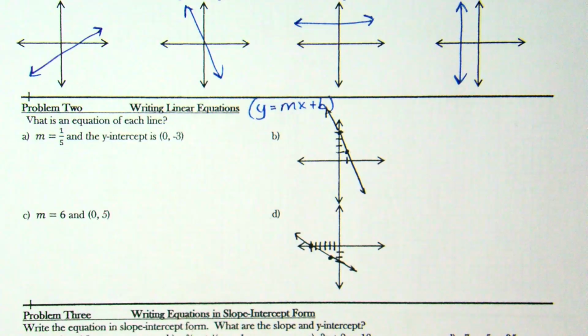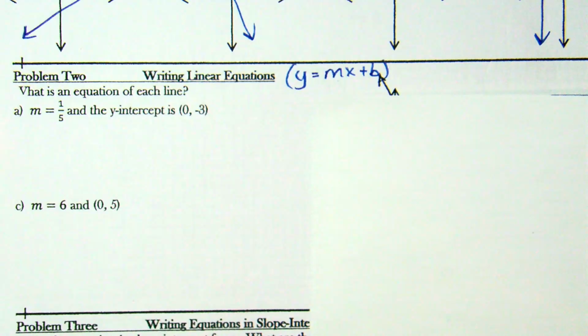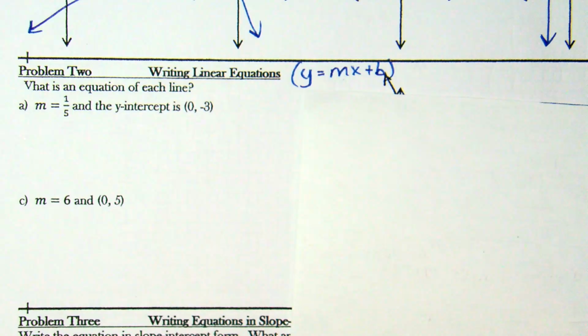If we look at A, and keep in mind, realize A is just here. These graphs are not part of A, they are B and D. Okay, that's been a confusion today. So A, it says m equals 1/5, and the y-intercept is 0, -3. How do I write an equation for that?